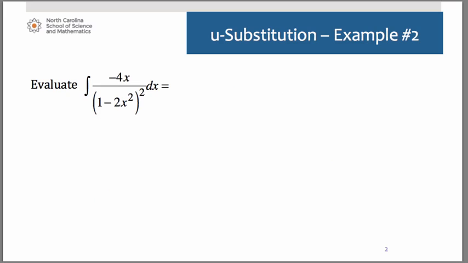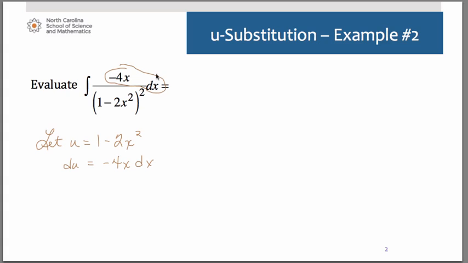Let's take a look at another one. There definitely are some tricks as to what to allow u to equal. Typically it is going to be an inside quantity, and remember that when you take the derivative of what you allow u to equal, you want to be able to eliminate something else in the integrand. So on this one, if we allow u to equal that quantity in the denominator, the 1 minus 2x squared, notice when we take the derivative of that, we get negative 4x dx, which is this part right here. So that whole part right there, we're going to be able to replace with du.